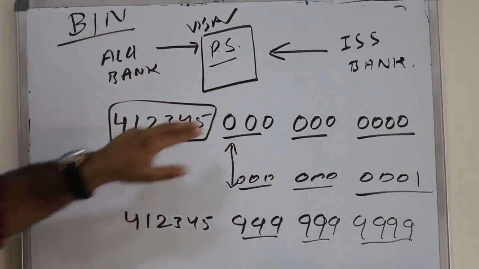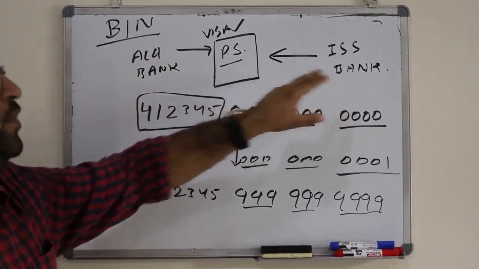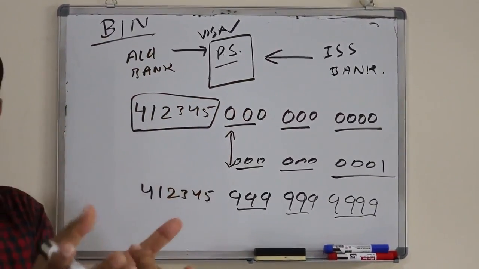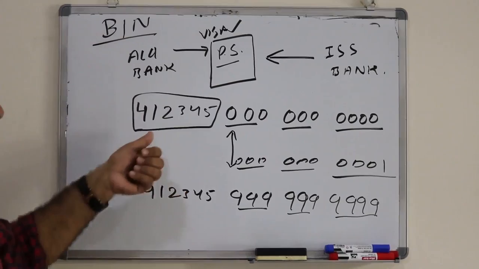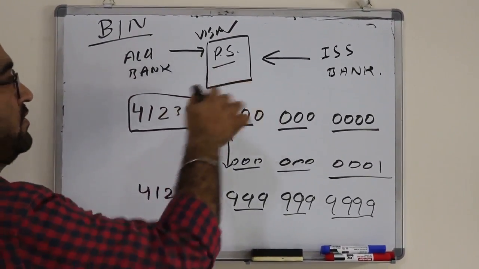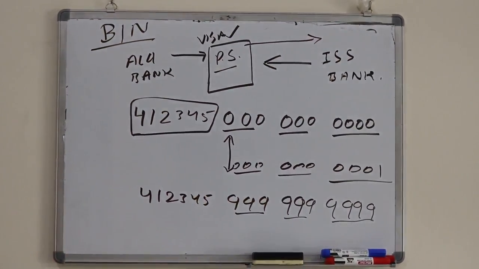Now since Visa has issued this particular BIN to this bank, Visa knows that, right? They have their own setup. In their setup, they are maintaining some metrics: Bank A, BIN number 412345. So they will search, they will find, yes, they have to forward this request to the issuing bank. So this is how the BIN number logic works.